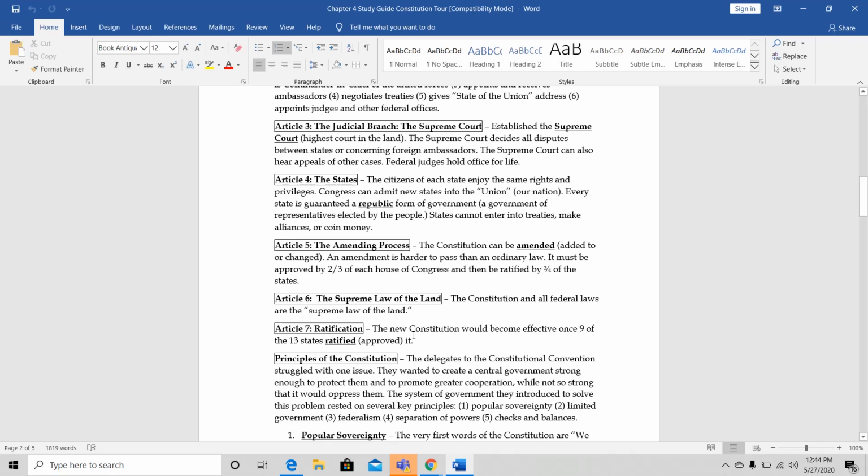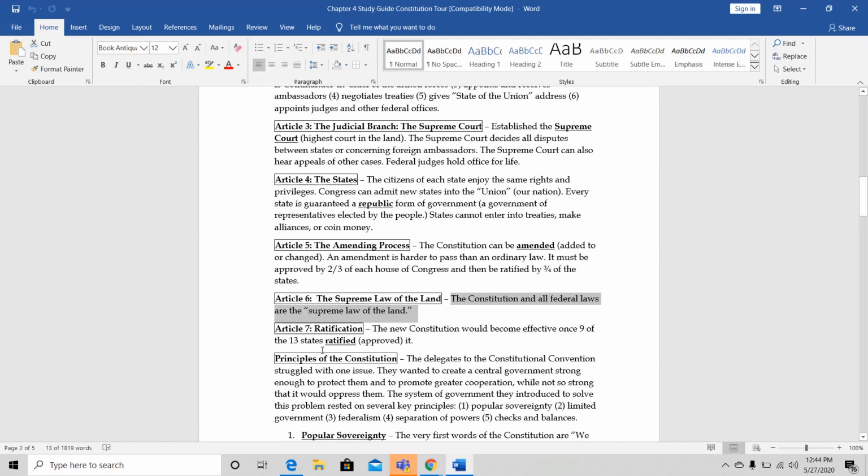Okay, so Article 6 is the supreme law of the land. So we have lazy elephants jump slowly and sleep. So sleep is the supreme law of the land. And basically all that is saying is that the United States Constitution and any federal laws that are passed are the supreme law of the land. Nothing can go above them. Nothing can go against them. And like we've mentioned before, we'll get into this in more depth later.